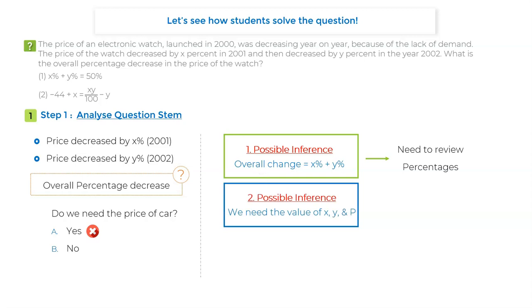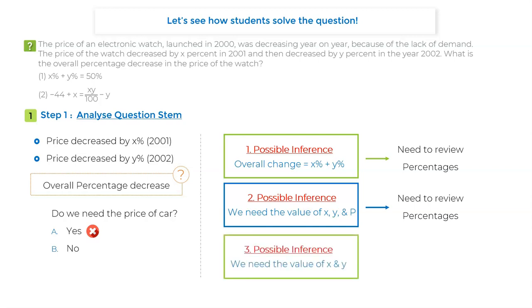Another possible inference is from those who think that they need the price of the watch. They may think, okay, I need X, I need Y, and I need P. I need all three to get the answer. Once again, you need to review percentages and stop making assumptions, because you're still making a mistake. There could be a few people who are slightly better in percentages, and they may realize that two percentages are given and overall percentage is being asked, so we don't need the value of P. If they are able to do this, they are slightly better than the first two types of students, but still they are not doing the full analysis. So there's still some mistake that they are making.